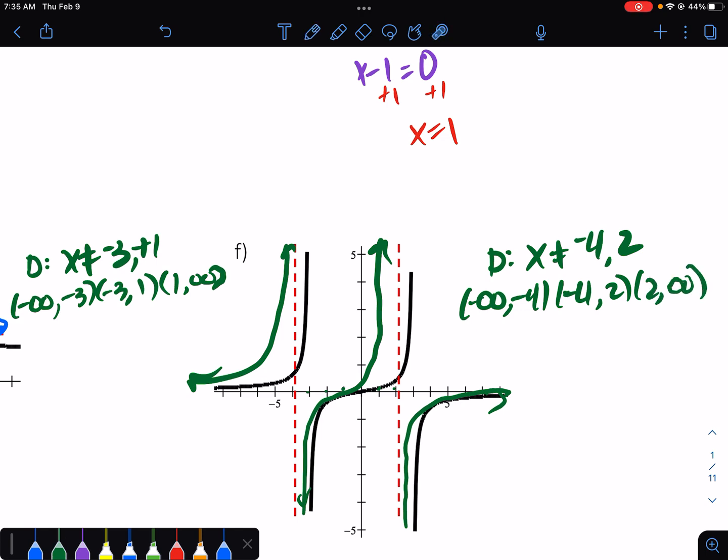And all of those have parentheses because we're not touching -4, we're not touching 2, but we're getting as close as we can to those values. So that's why we use the parentheses.